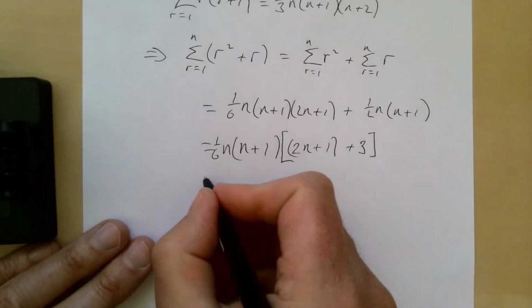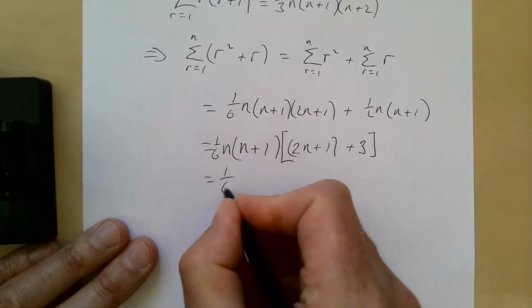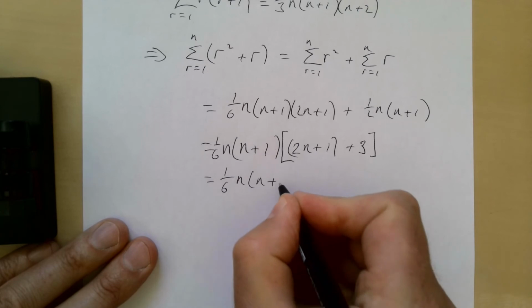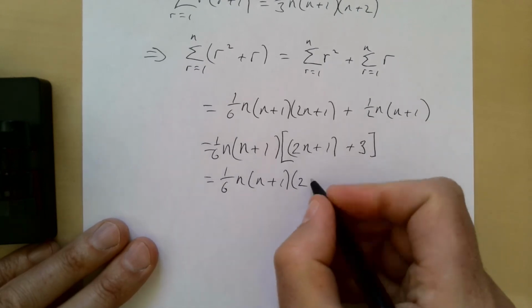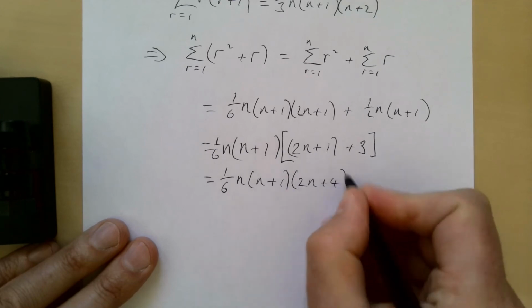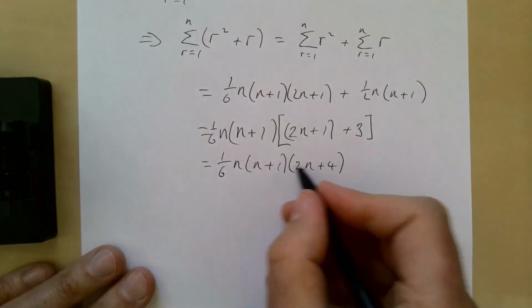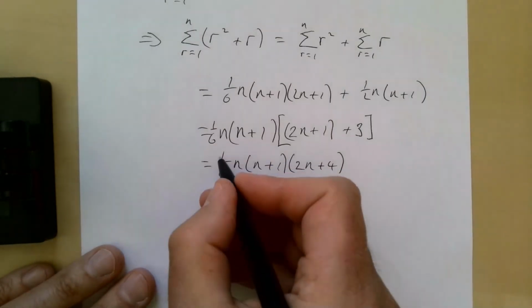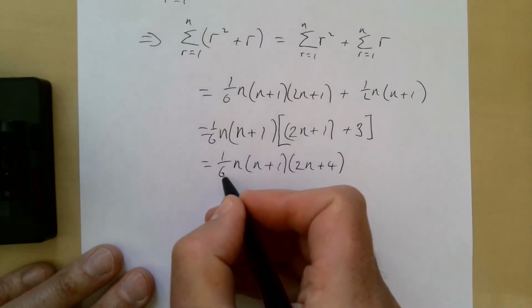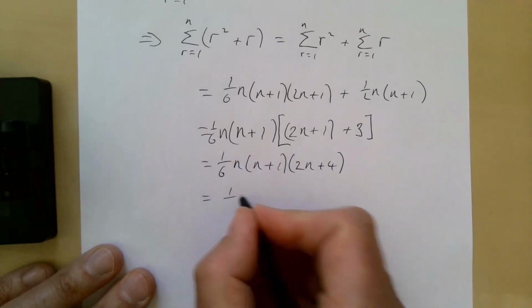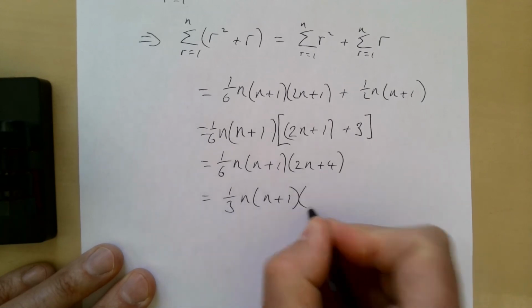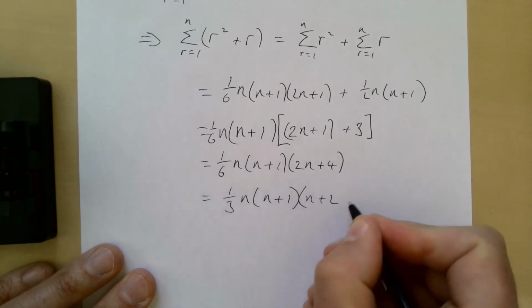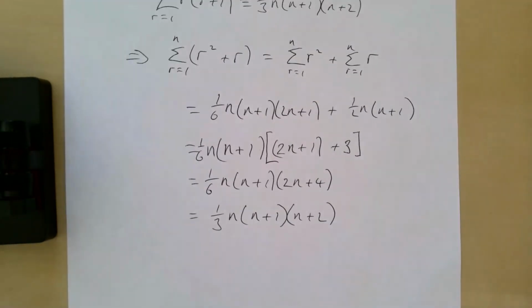Let's start to tidy it up and get rid of our square bracket. So that's a sixth n upon n plus 1, 2n plus 1 plus 3, which is nice and straightforward. It's just 2n plus 4. There's a common factor of 2. I'm going to take that out and put it on the top of this fraction here. It's going to give me 2 over 6, which I'm going to change into a third, n, n plus 1, n plus 2, which is what we were asked for in the question. So that's that one done.